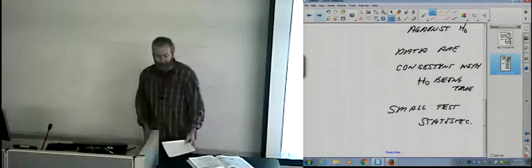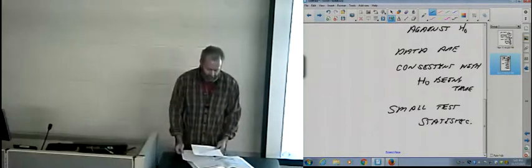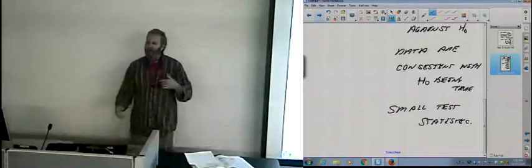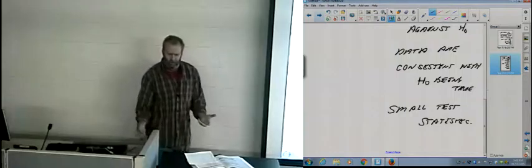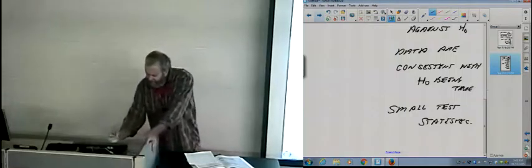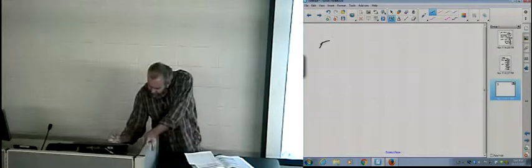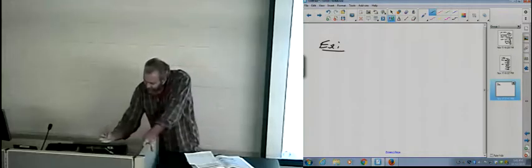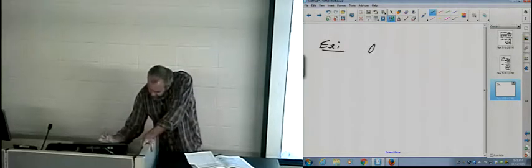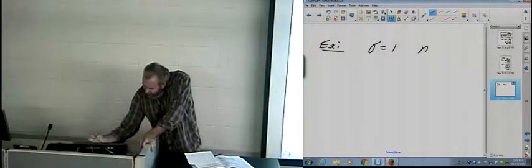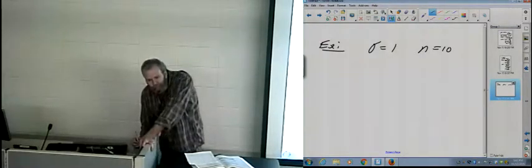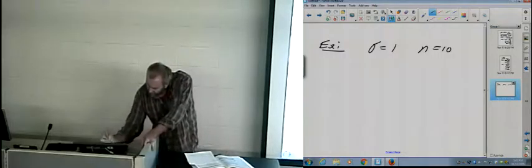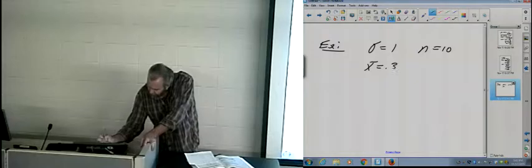Okay? Now, here's what I want to do. I want to go back for a second to our tasting. Remember we were doing the wine tasting? I'm going to give you this as an example. What I had back there was this. They gave me sigma was 1. I had n equal to 10. These are these DMS odors. This is what we started with at the beginning of this chapter. And we had x bar was 0.3.